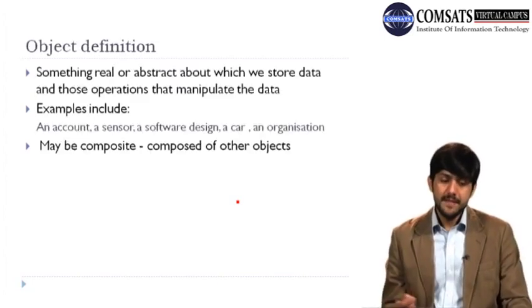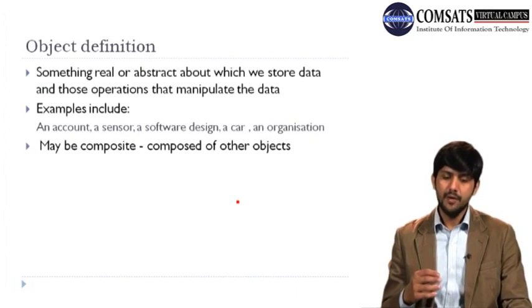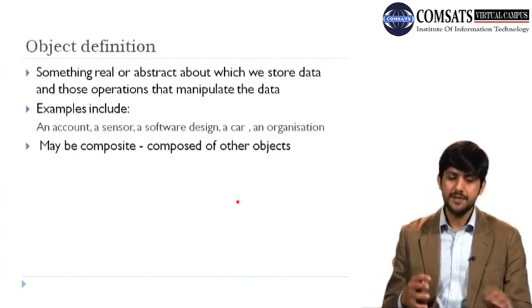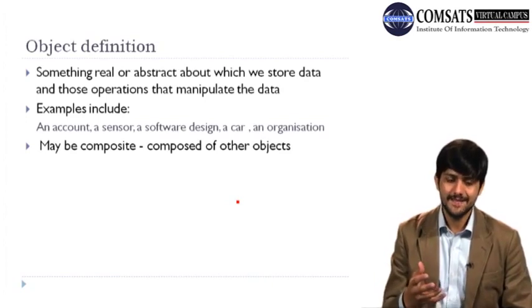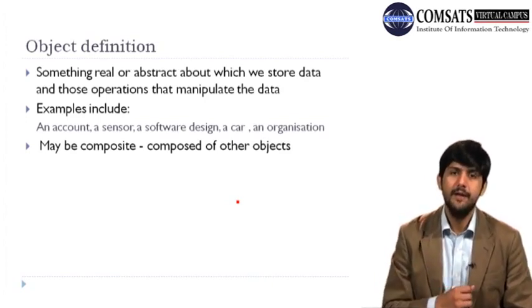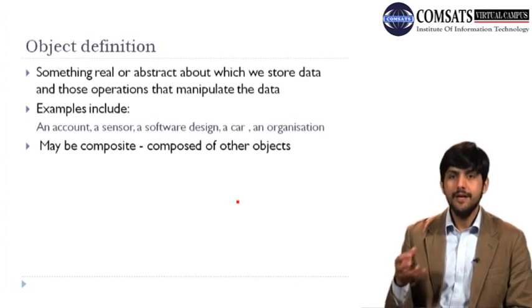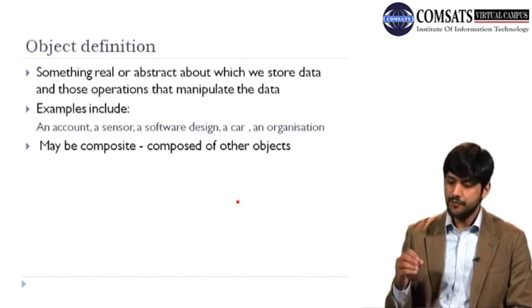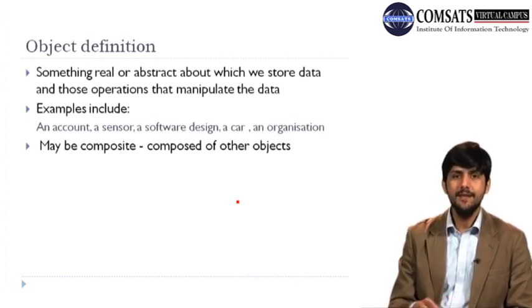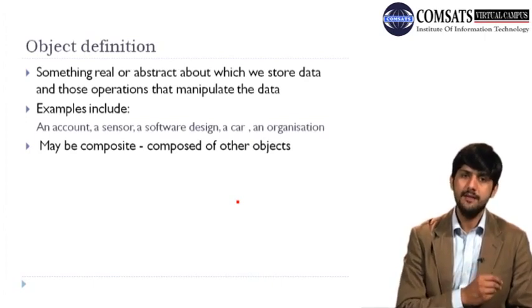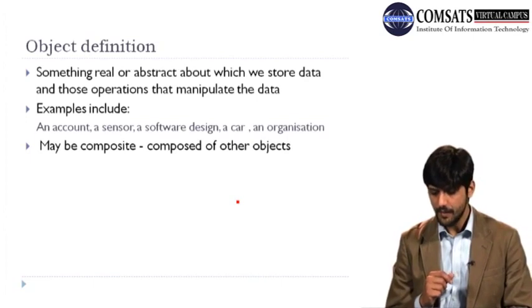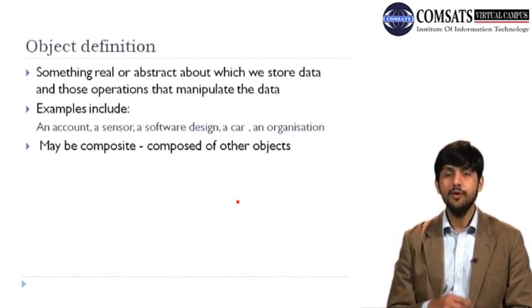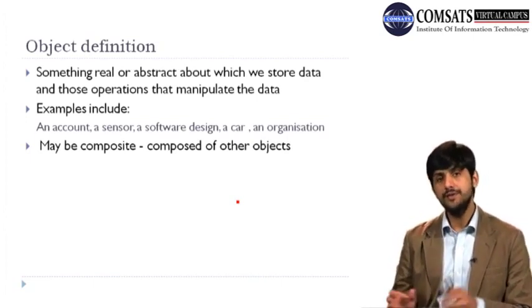So how do we define these objects? Something real or abstract in which we store data, along with those operations that manipulate the data. Remember we talked about this in our earlier lectures when we were discussing analysis in detail and class modeling. Whenever we identify potential nouns, first of all we classify them into different categories, as we just saw, some can be organizational units or devices and all those things. And then we need to see whether all those potential nouns fulfill certain criteria.